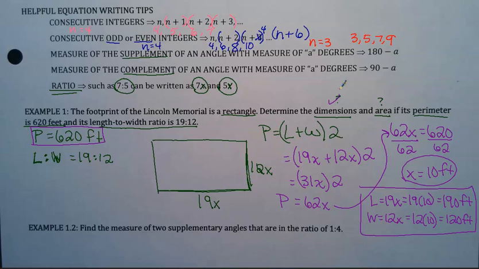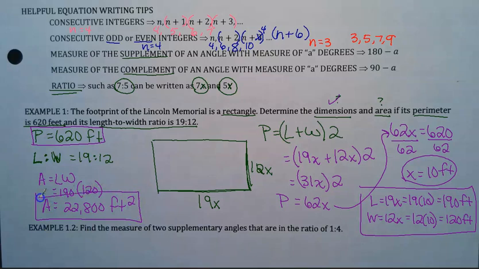Now I still need to find the area. How do I find the area of a rectangle? Good. Length times the width. So area equals length times width. My area is going to be 190 times 120, and that equals 22,800 feet squared for my area. So we just finished the problem. We found the dimensions and we found the area.